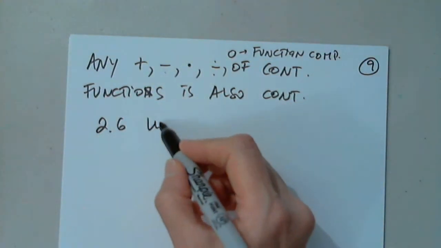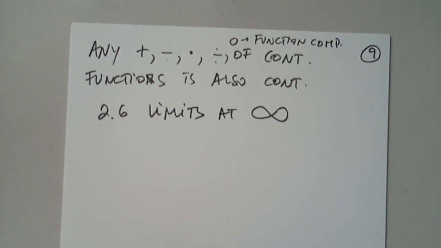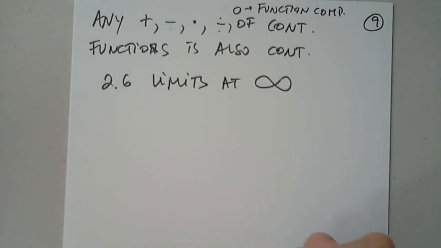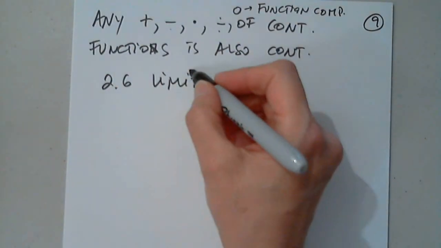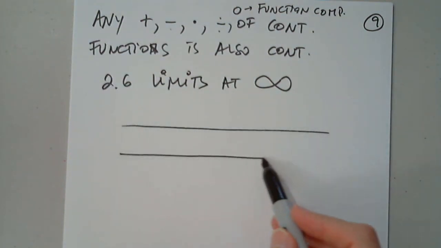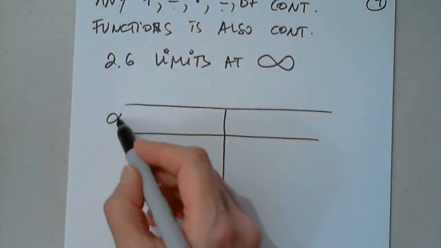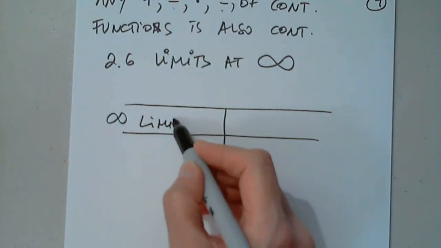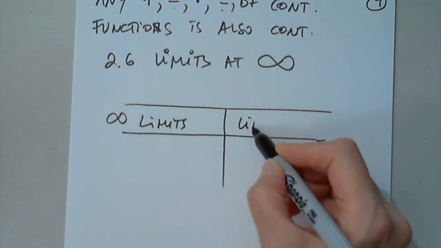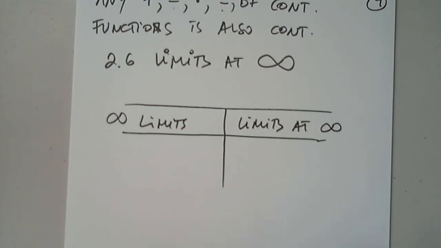Okay, so 2.6, limits at infinity. A long time ago, which was probably three meetings ago, that seems already a long time ago, we had a little table. And on this side, we said infinite limits. And on this side, I wrote limits at infinity. Okay, what is all this?